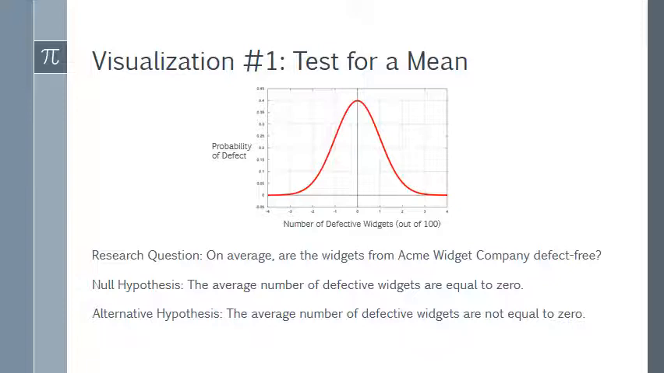We'll look at the probability of defect and the number of defective widgets out of 100. The research question posed here: on average, are widgets from Acme Widget Company defect-free? The null hypothesis: the average number of defective widgets is equal to zero. And the alternative hypothesis: the average number of defective widgets is not equal to zero.